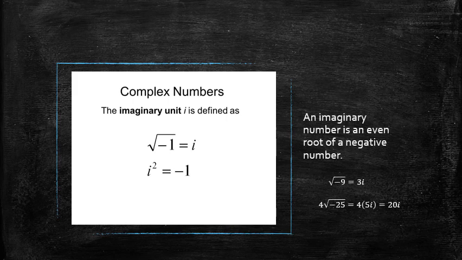So if we start with the square root of -9, before we used to say that's not possible. And what we mean is it's not possible in the real number system. But if we allow for the square root of -1 to equal i, we come up with the answer 3 times i. Same thing with 4 times the square root of -25. That would be 4 times 5i, or 20i.